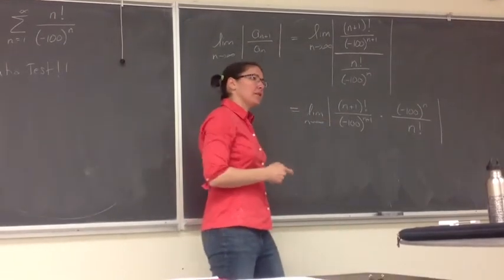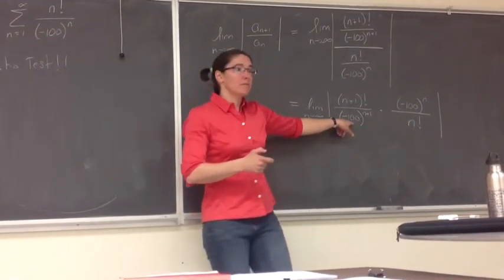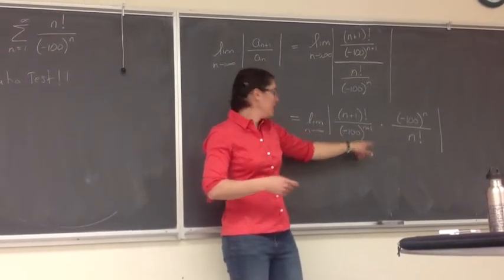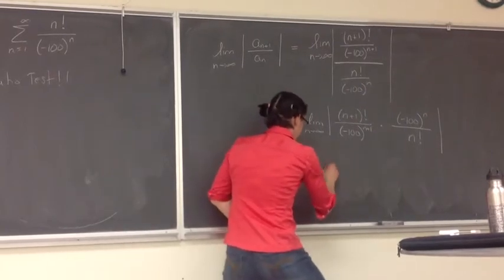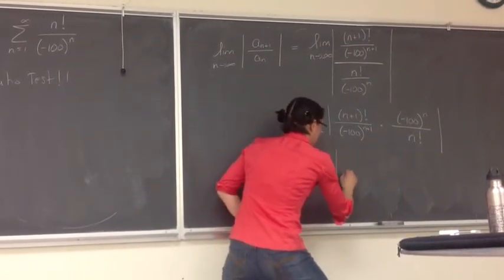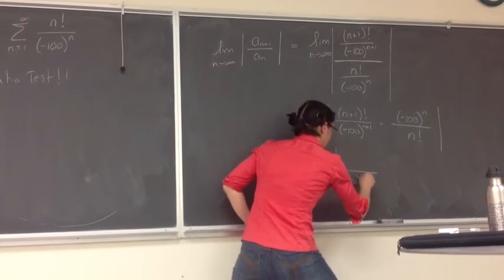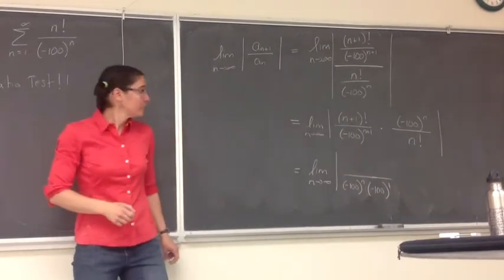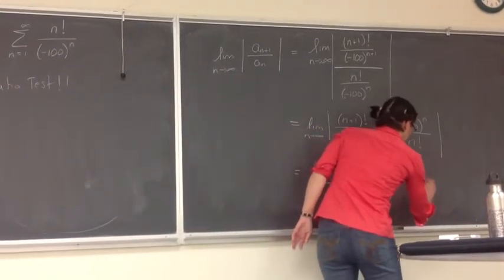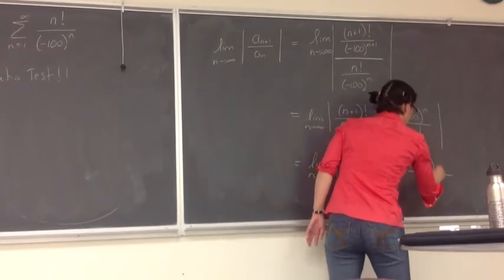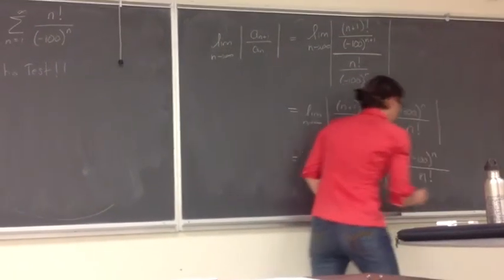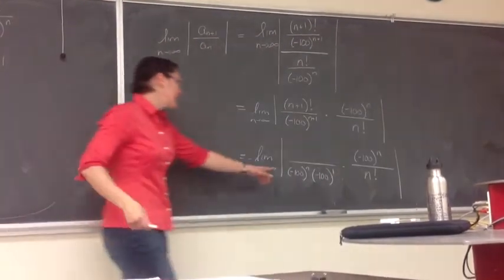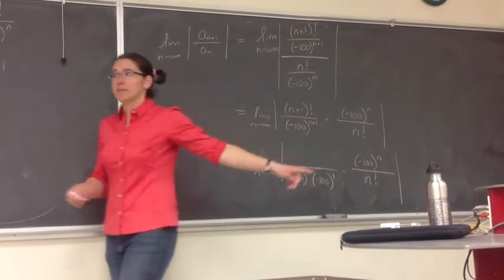Which n plus 1 do you think? The one in the power, split it up into 2. Yeah, so this is a really good place to start. We've got negative 100 raised to the n plus 1. Let's rewrite that as negative 100 raised to the n times negative 100 raised to the first. Alright, so we've done that, and that's going to be really nice because that's going to allow us to cancel the negative 100s to the n's.